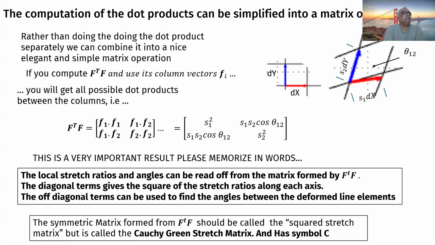The symmetric matrix formed from F transpose F should be called the squared stretch matrix. But unfortunately, that's not the name that would have been useful to remember. It's called the Cauchy-Green matrix or the Cauchy-Green stretch tensor, and its symbol is C, for Cauchy.